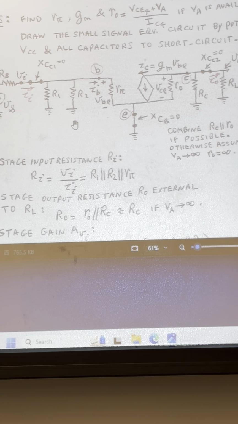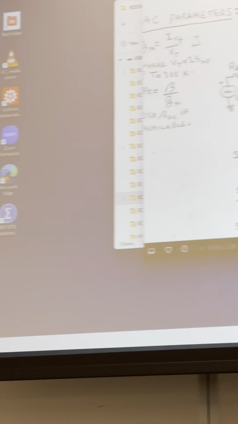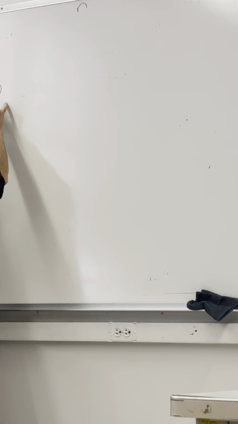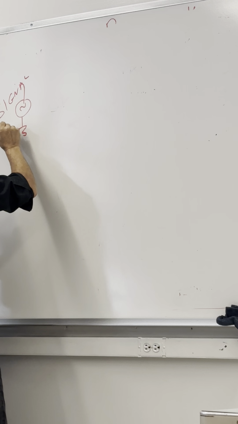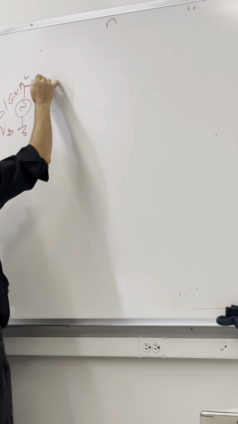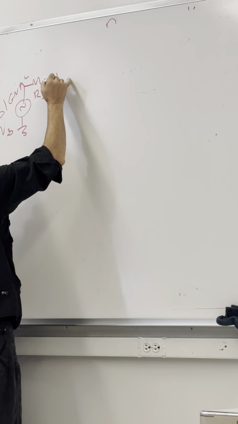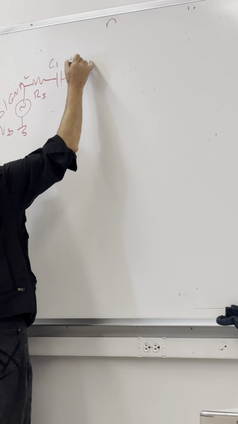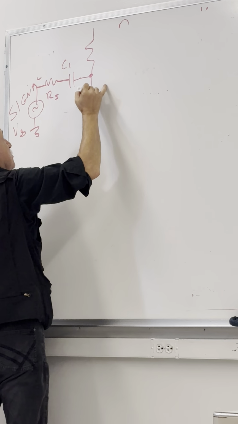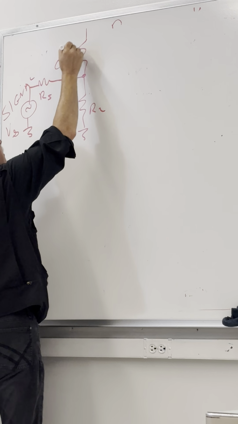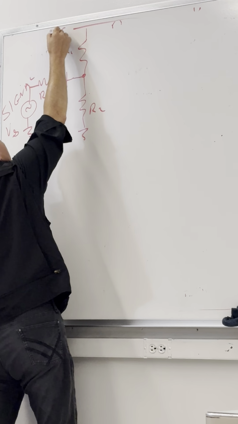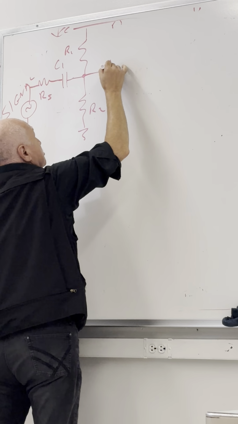So I will draw the original circuit quickly, very quickly. This is the original circuit. Signal VS. This is RS. You have the capacitor C1, and then R1, and then R2, and then R1, VCC. Up there, transistor.